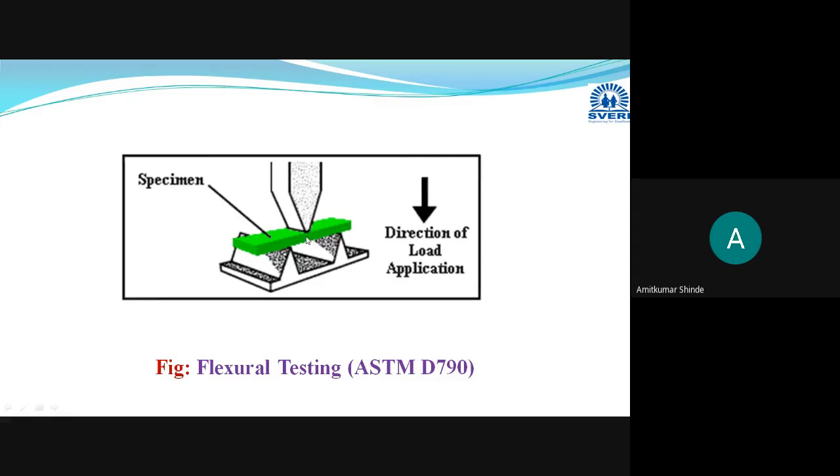Here we are going to check the strength. In the flexural testing we are going to check the flexural strength, and this flexural strength is nothing but the maximum stress that a particular material can carry at the outer fibers before the failure, or before the crack occurs.